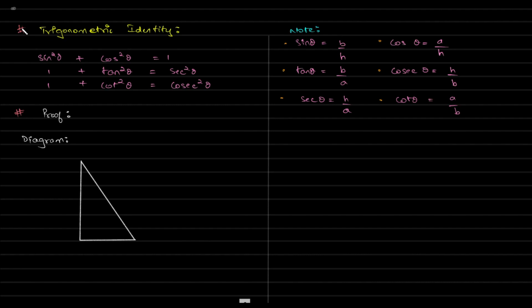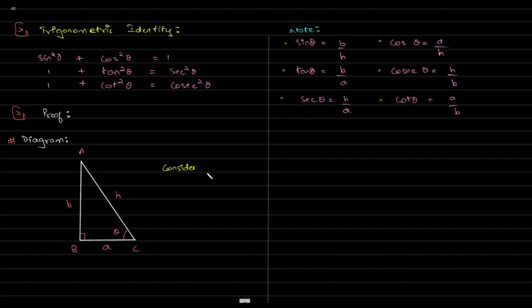We have the diagram. So we'll consider theta as one of these angles, and this is 90 degrees obviously. We'll consider adjacent side as A, hypotenuse as H, opposite side as B. We'll consider triangle ABC, right angled at B.